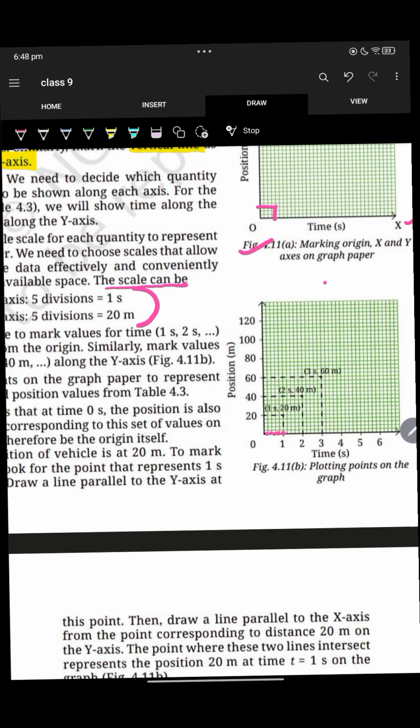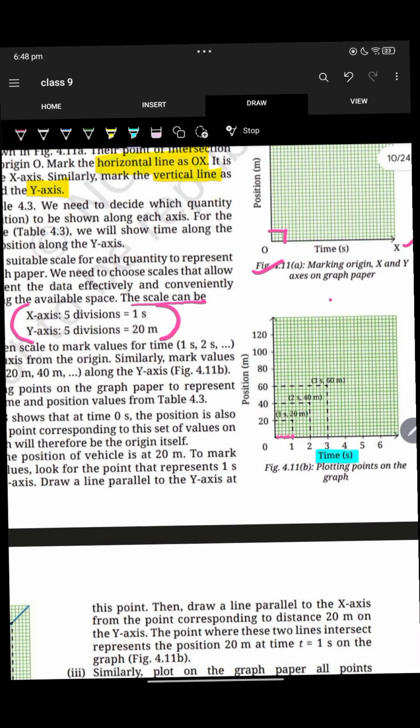Again, next 5 small division is again 1 second. So it is 1 second, 2 second, 3 second, 4 second. Where is it given? It is given along the x-axis, which is the time axis. So along the time axis, it is the x-axis, 5 small division is equal to 1 second. Next, you can see the y-axis, which has the position in meter.